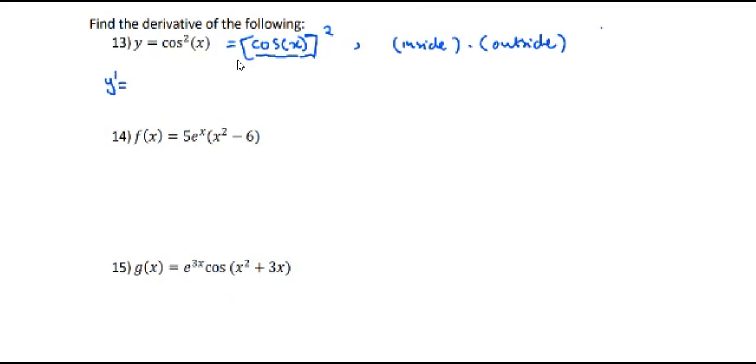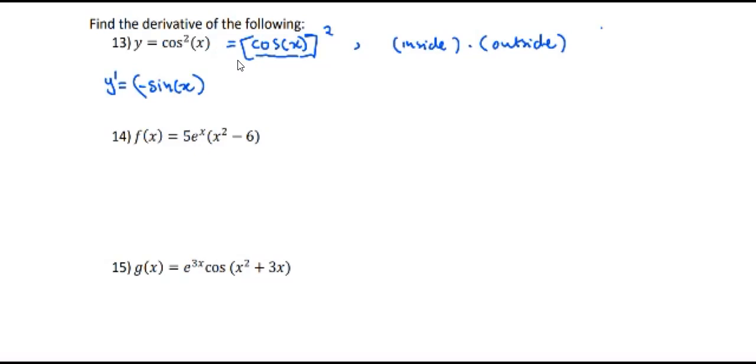So what's the derivative of the inside? Well, the inside is just cosine of x, and the derivative of cosine of x is just negative sine of x. Okay. And then let's think about the derivative of the outside.